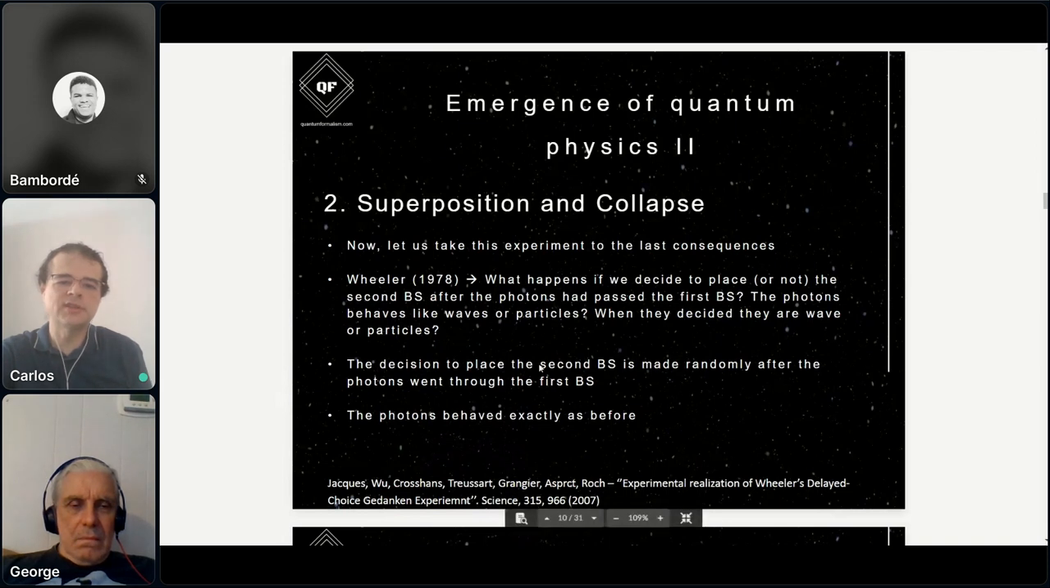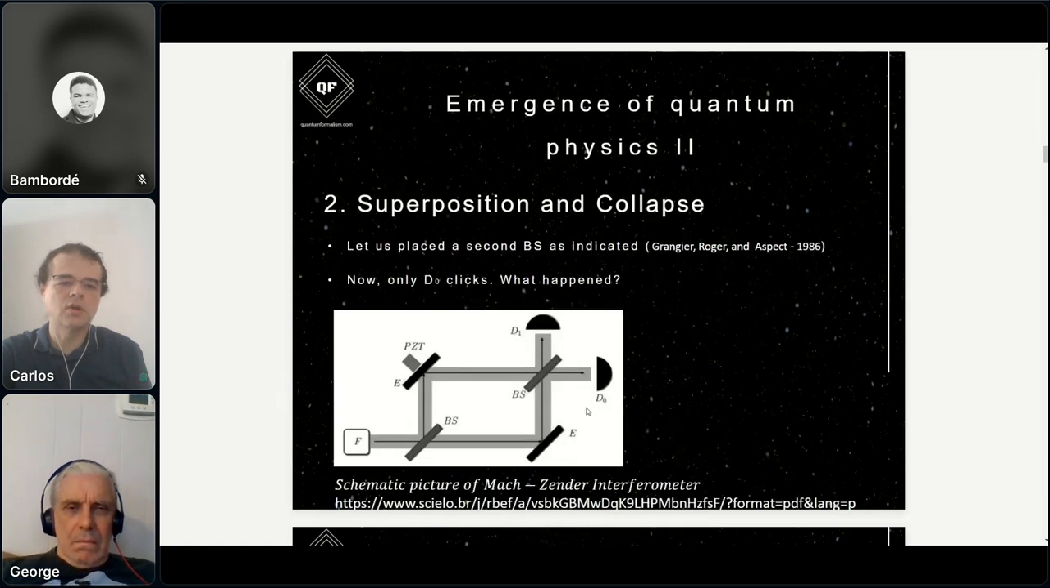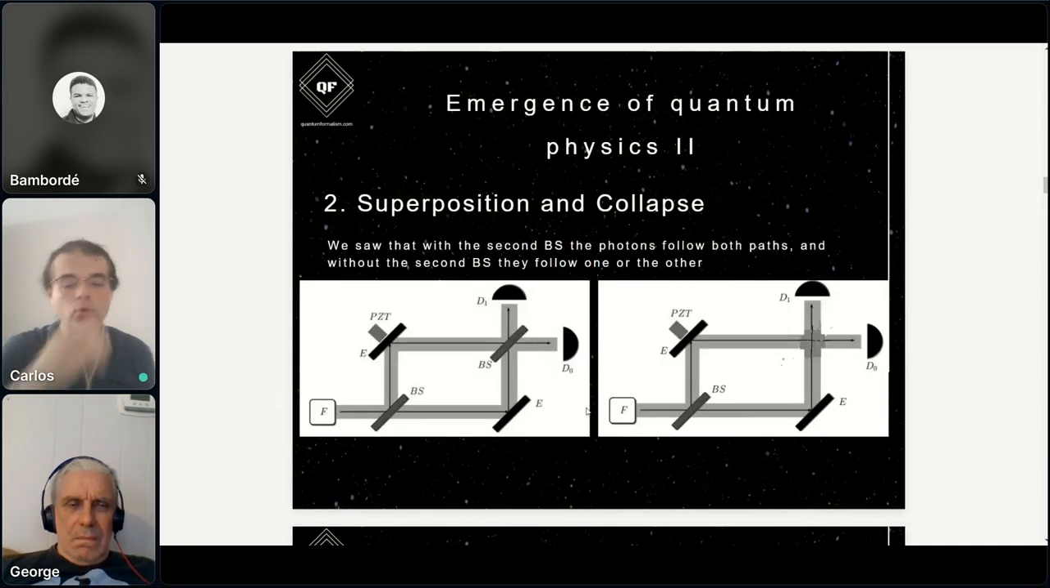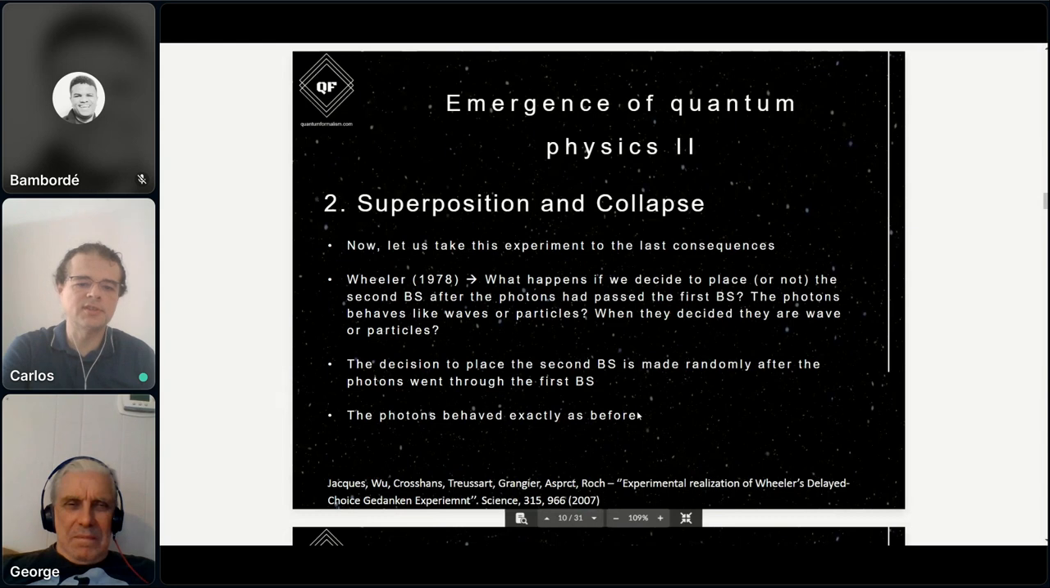So the decision to place the second beam splitter is made randomly after the photons went through the first beam splitter. And surprisingly, the experiment worked exactly like before. When the photons come here and pass the first beam splitter, randomly the second will be placed here or not. If it's placed, the photon will behave like a wave. If it's not placed, the photon will behave like a particle. So you have these things and this result.